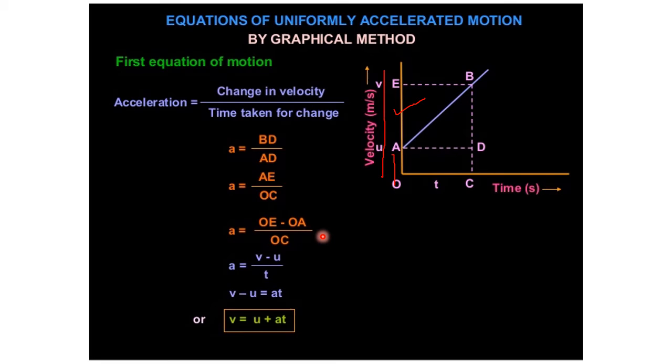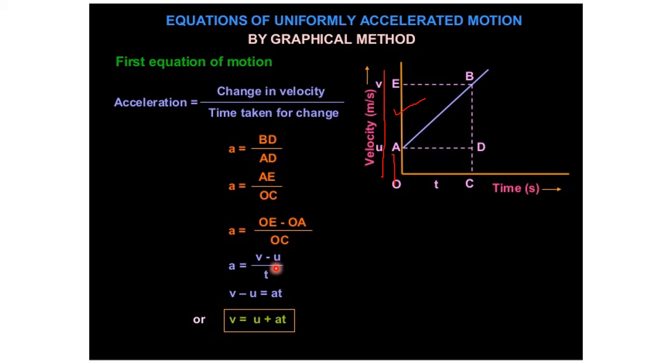So now we have to insert the values of these parts. A is equals to, instead of OE, can you see here, from here to here, what is the velocity? Final velocity is capital V. Can you see this? And here also OA. OA is the initial velocity, U. Instead of OA, they have written here as U.